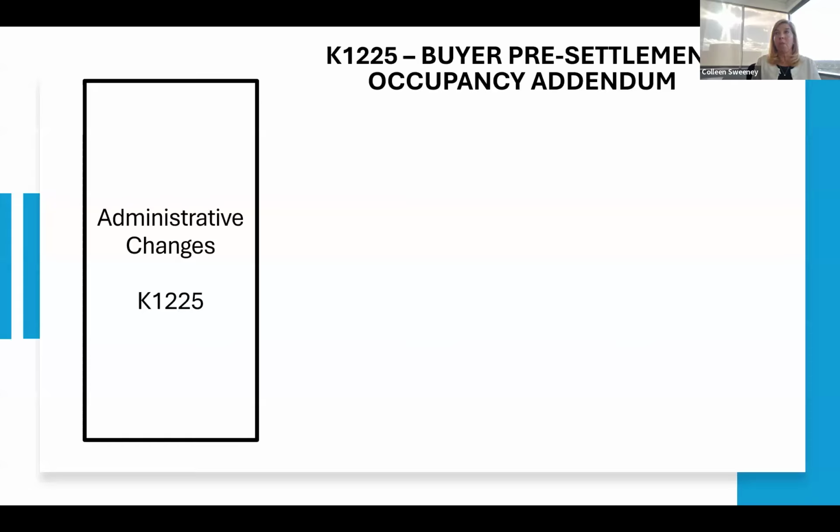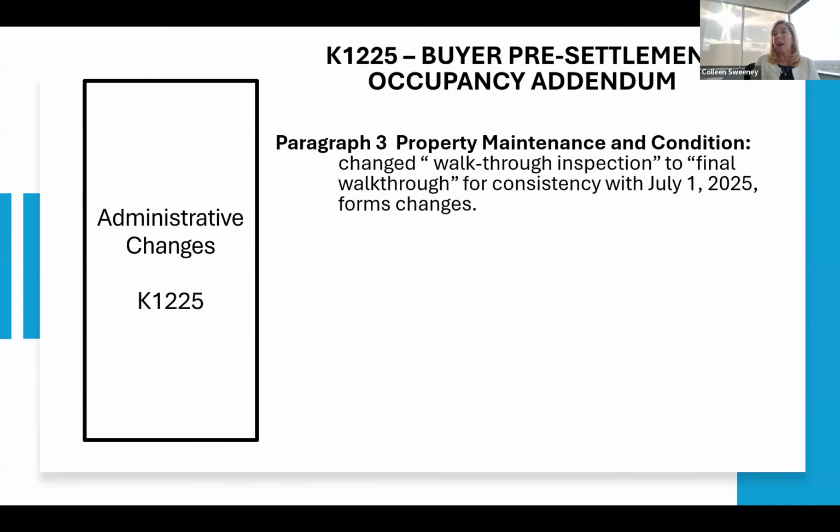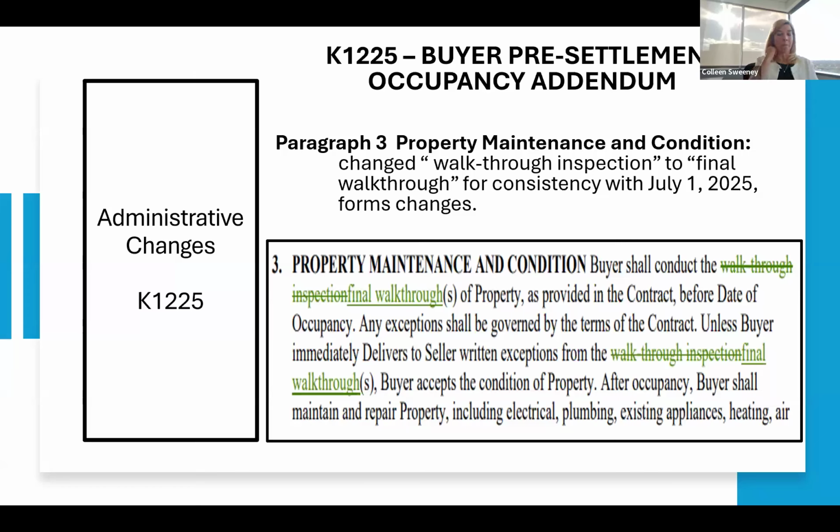All right, we have 2 more changes. They're quite straightforward. It's the buyer pre-settlement occupancy addendum. Paragraph 3, property maintenance and condition: change the walkthrough inspection to final walkthrough, again for consistency with the July 1st, 2025 form changes. I think the easiest way for me to point that out to you is to give you this in a red line version. What's stricken through is walkthrough inspection, now says final walkthrough, and that happens twice in paragraph 3. So there's important information for you to see, but it's pretty straightforward. Again, it was an administrative change.